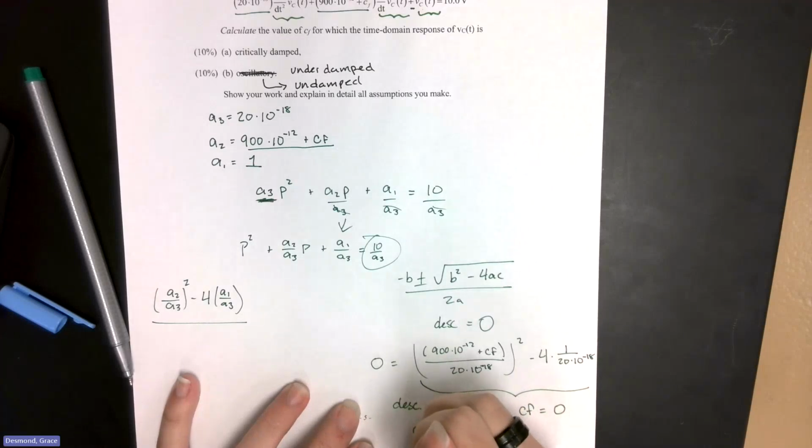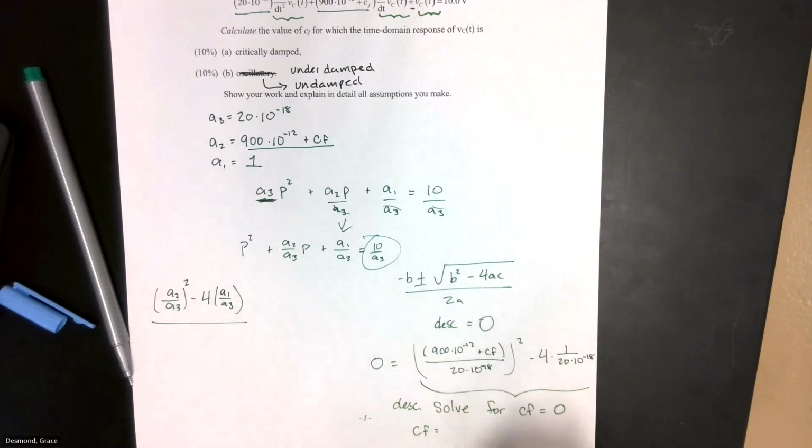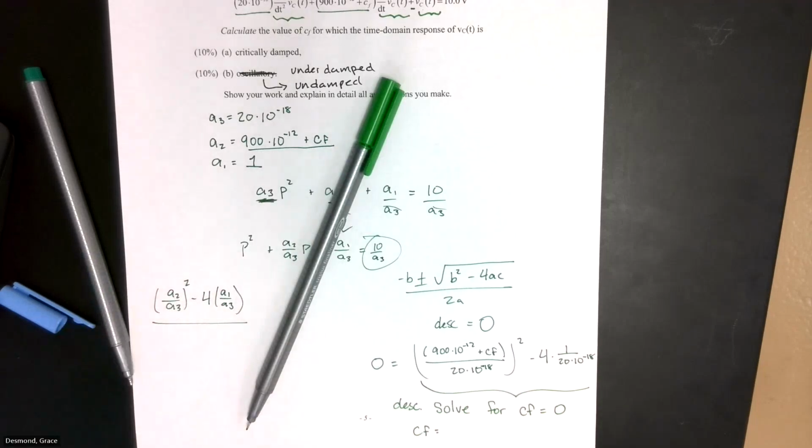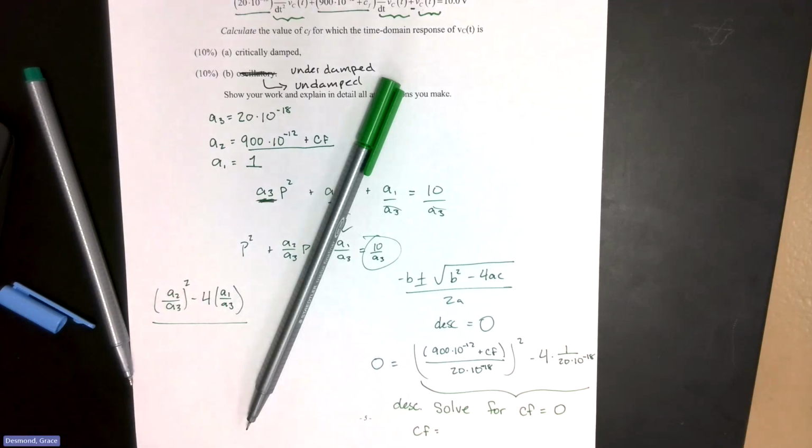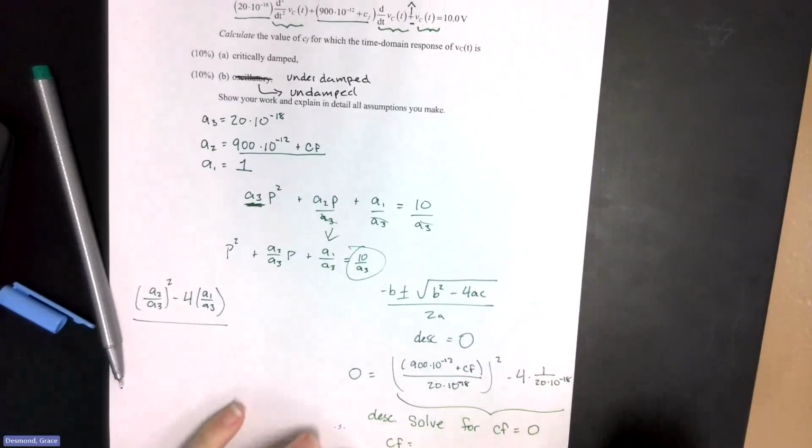So we have two values for CF. And they are... my computer just died. Second order is going great, y'all. Like I said, I am sorry.